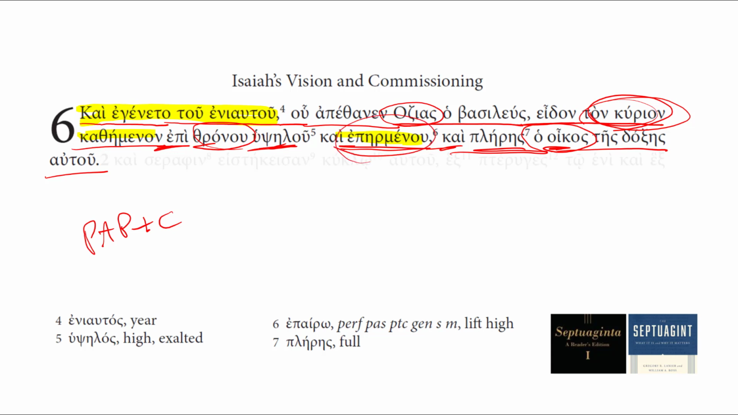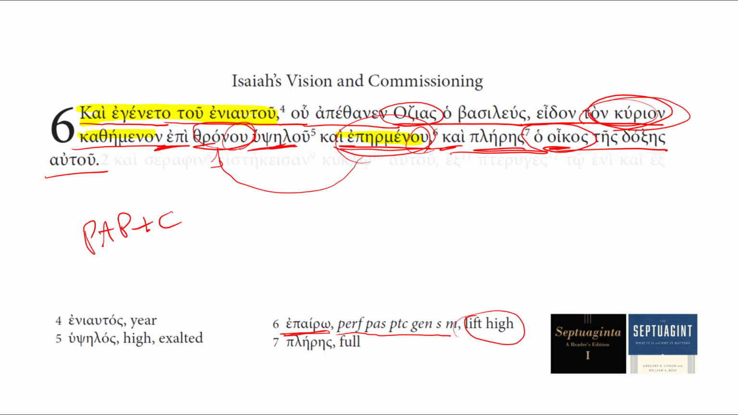And the second participle over here, epērmenou, is actually playing the same grammatical role. It's an attributive participle, but in this case, it doesn't modify Lord, it modifies thronou, again, ending in the same case, gender and number. It is a perfect passive participle, genitive singular, masculine.